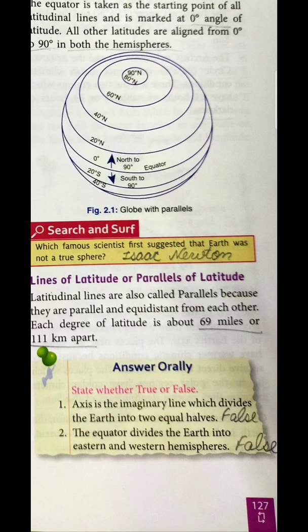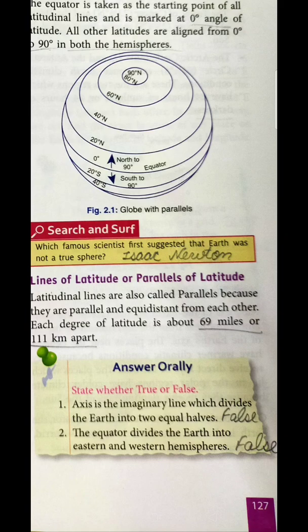The first one: the axis is an imaginary line which divides the earth into two equal halves. Definitely no. The axis does not divide the earth into two equal parts; we came to know that we can find the geographical center from there. So this one is considered false.